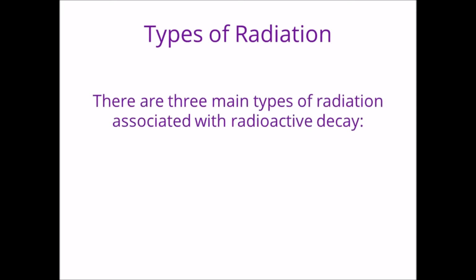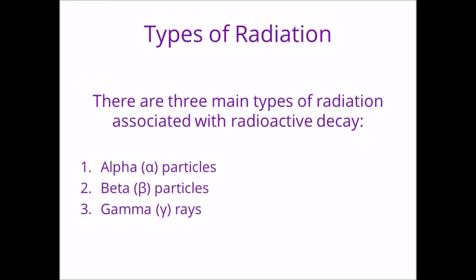So there are three main types of radiation that we're going to look at that are primarily associated with radioactive decay. They are alpha particles, beta particles and gamma rays, which we're going to look at in turn over the course of this video.